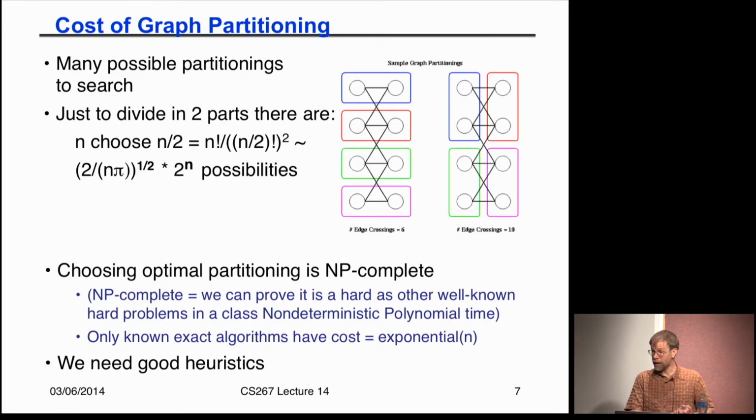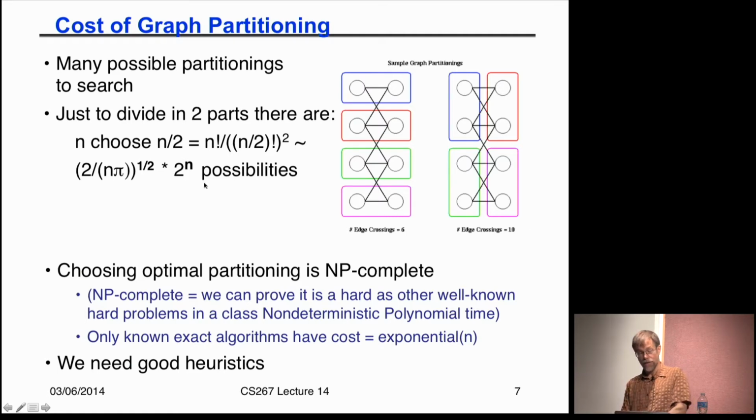So let's talk about the cost of that algorithm. If we did it in the obvious way and insisted on getting the best possible answer, any possible partitioning is fair game, could be the right answer. Let's just count for fun. If I only wanted to divide the graph into two parts, how many combinations are there? That's n choose n over 2, the different ways I can choose a subset of n over 2 vertices out of n. And if you do the little bit of combinatorics, that's about 2 to the n possibilities.